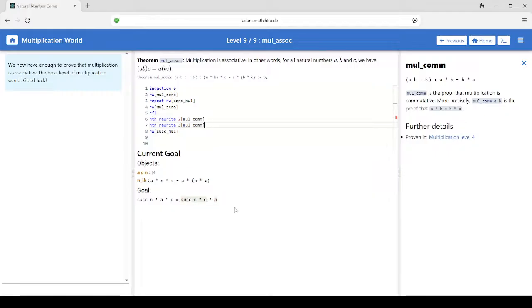Wait, that didn't help. Or did? Wait, am I on to something? By accident? I switched these two around.